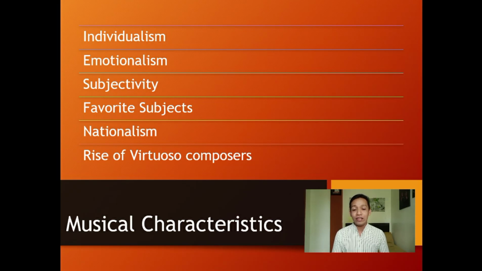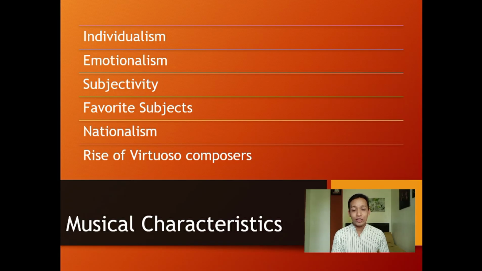The next one is favorite subjects. Composers may be fond of talking about the life of people. They may be fond of telling us about love stories, or maybe love of the country. This characteristic only shows that in romantic period, composers are free to choose their own subject.